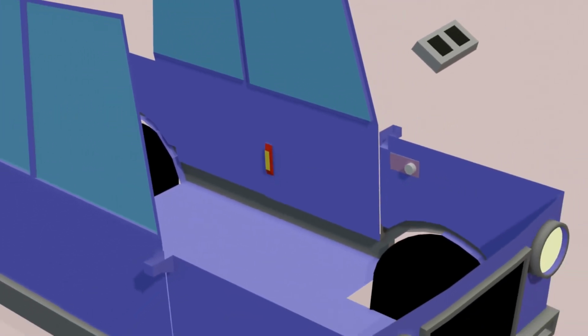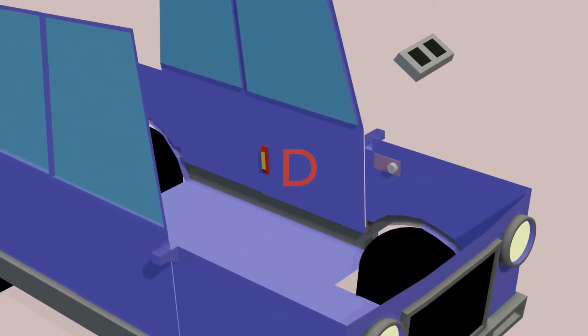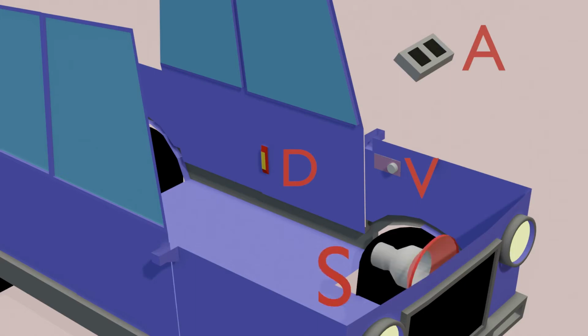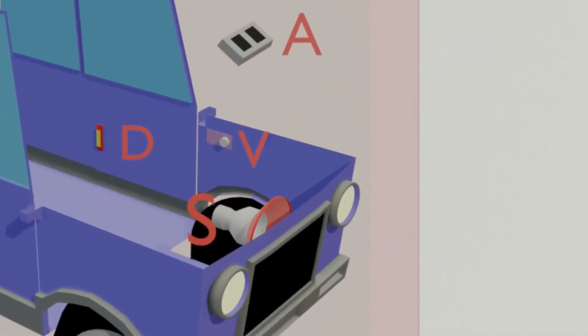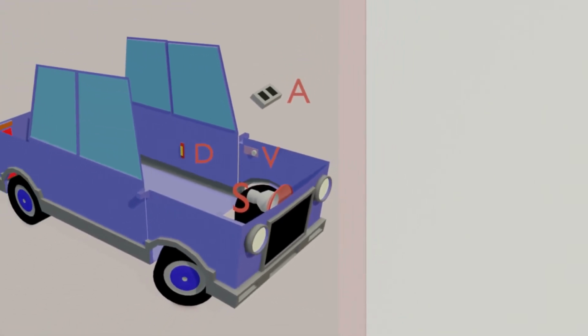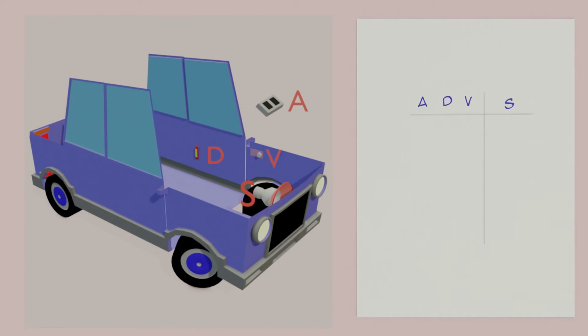So we have two input sensors, let's call them D for door and V for vibration, and an arm/disarm switch A, and a siren S as an output. The first step is to decide what we want to happen for each combination of the arm, door and vibration inputs, and we do this using a truth table. Inputs go on the left side of the table and outputs on the right, so the columns are arm/disarm A, door D and vibration V on the left and siren S on the right.